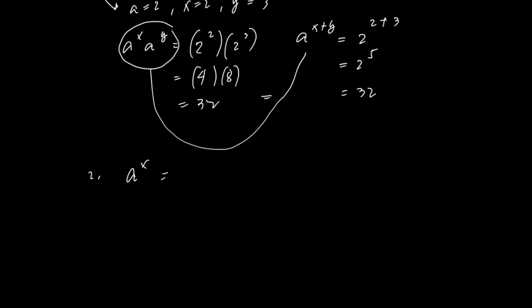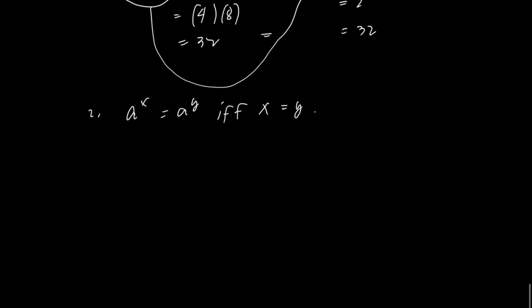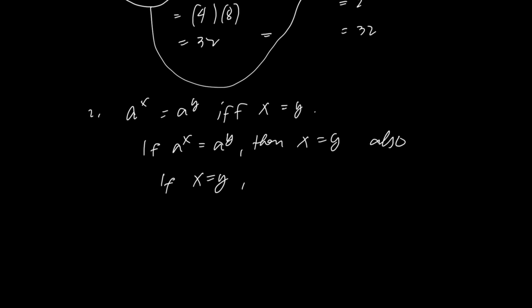Also, a to the x is equal to a to the y if and only if x is equal to y. So it only means if a to the x is equal to a to the y, then x is equal to y. Also, if x is equal to y, then a to the x is equal to a to the y. So this is what we mean by if and only if. That's an equivalent statement.